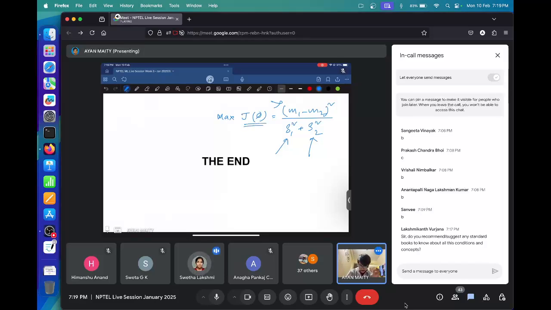J of theta is the objective function that we want to maximize with respect to theta, or here omega was there, I think. I'm not sure. So this theta is the parameter of the method. We want to maximize with respect to theta.